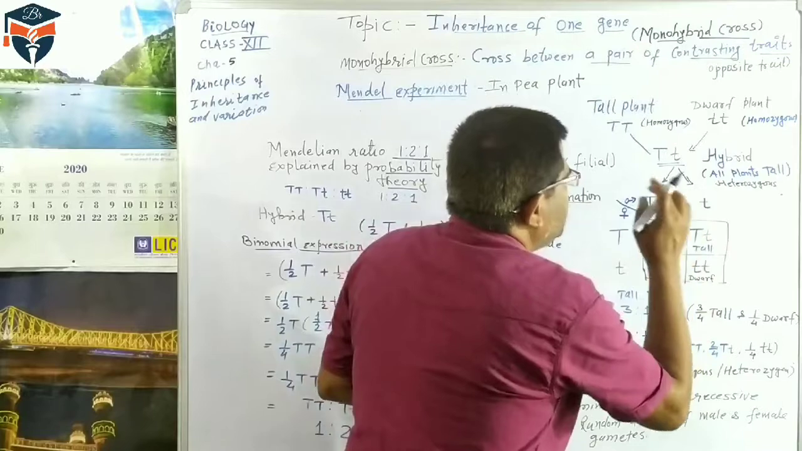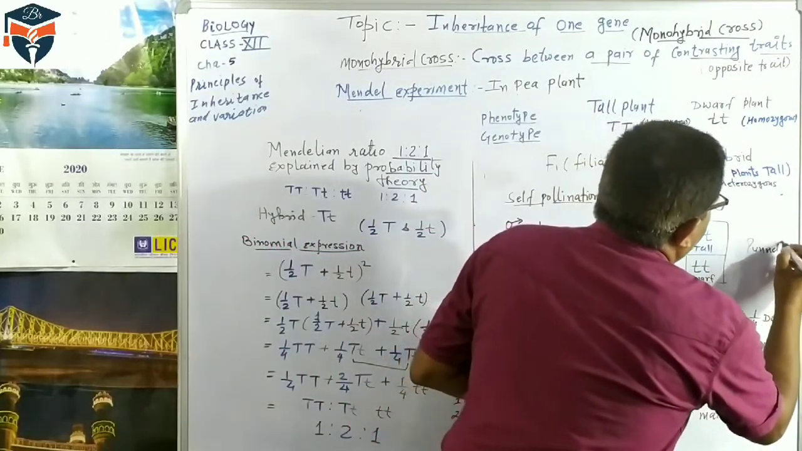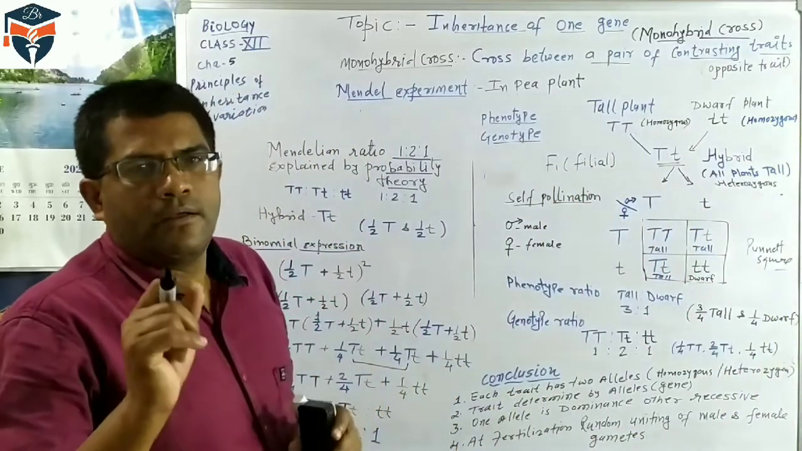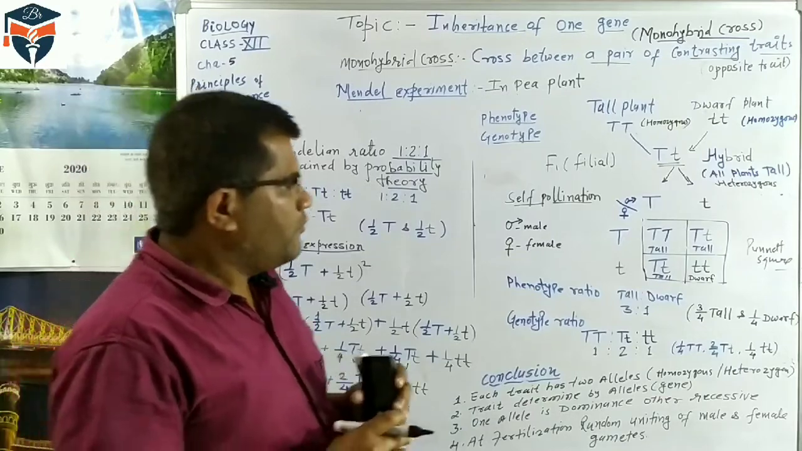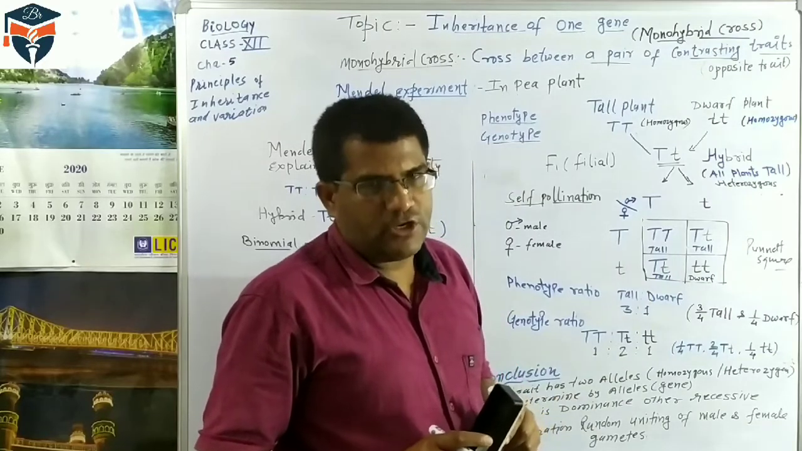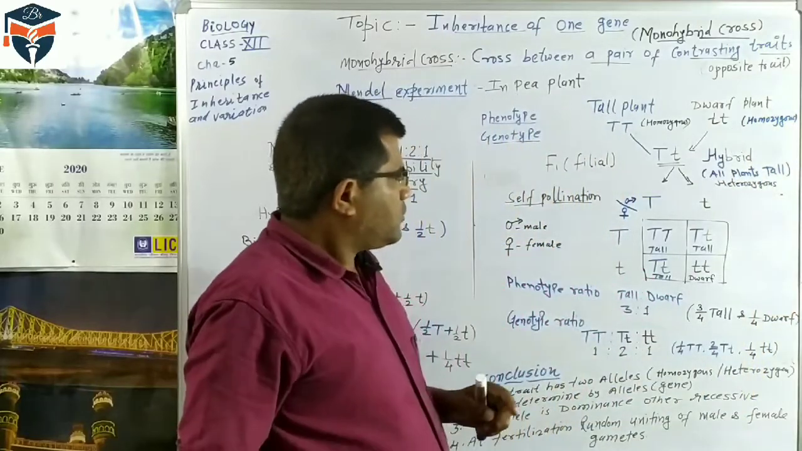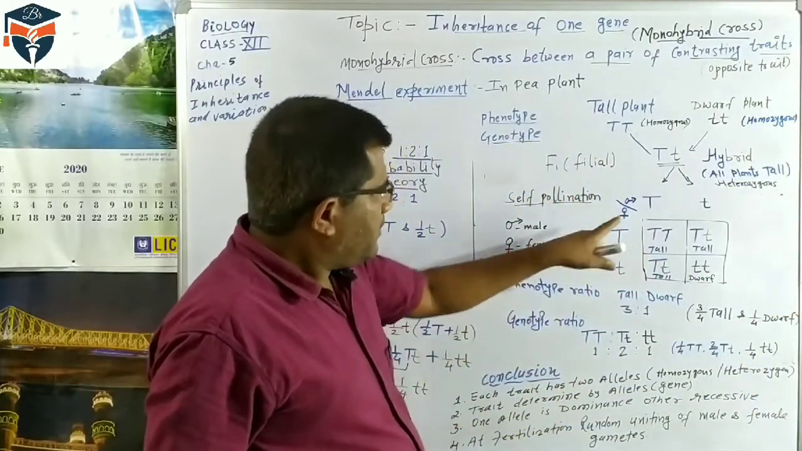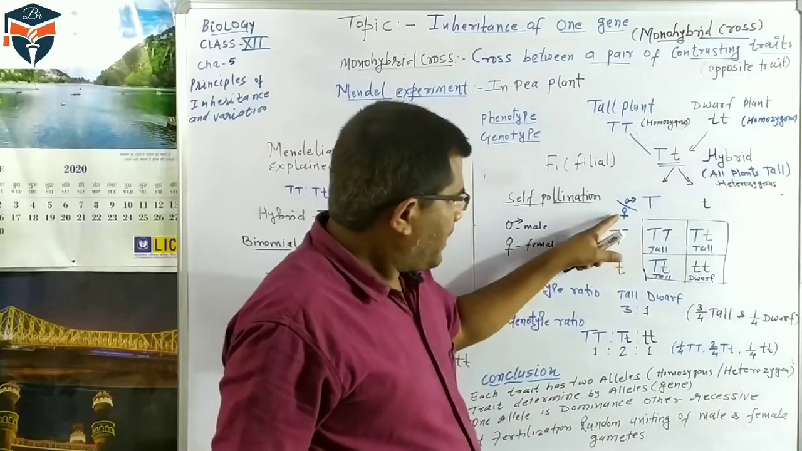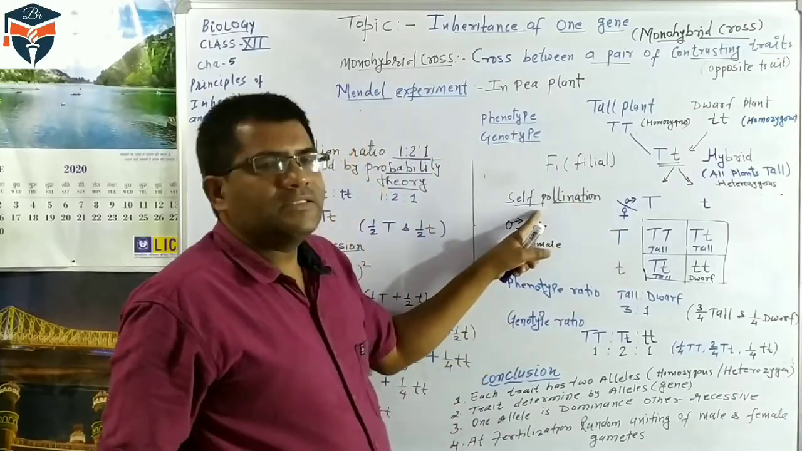And this chart that is prepared is called the Punnett square. The Punnett square is a square or chart which depicts the progeny of a generation. So in the Punnett chart, the alleles of the male, capital T small t, and the alleles of the female, capital T small t, are depicted. Yes, we are doing the self-pollination.